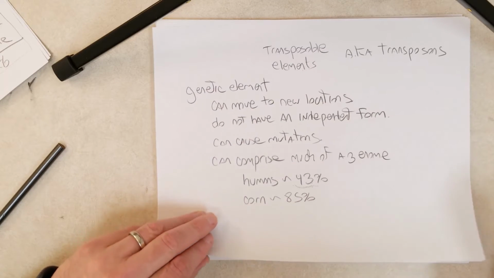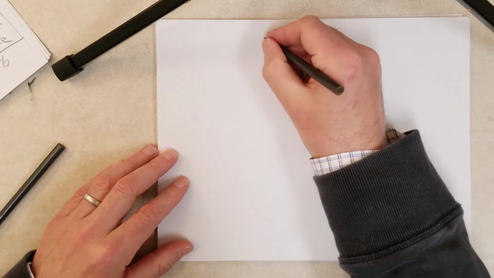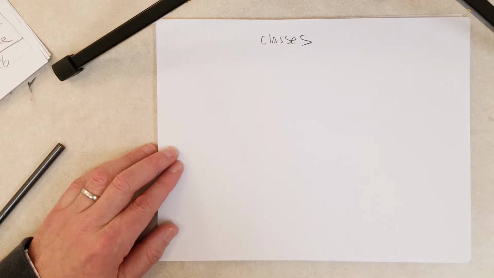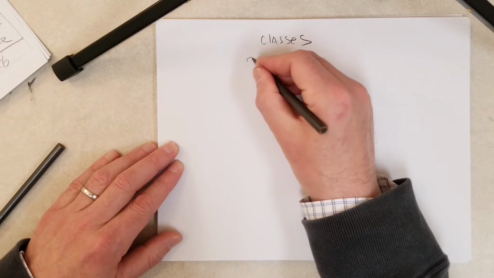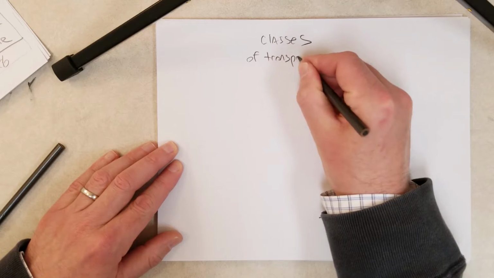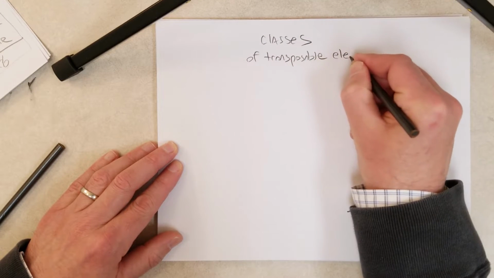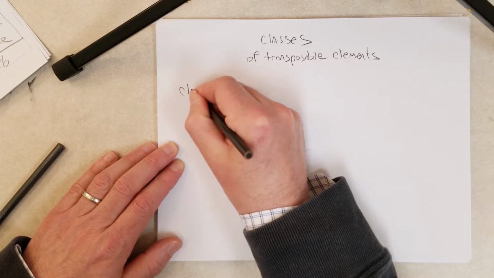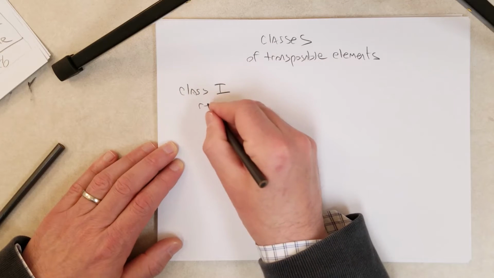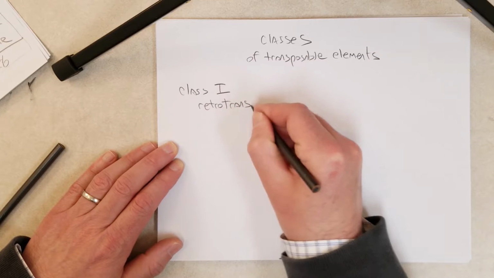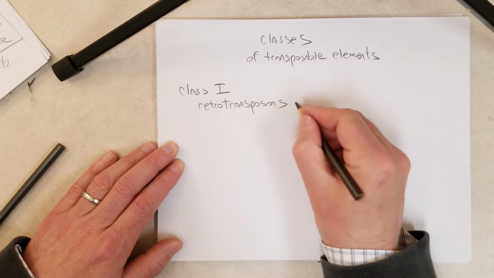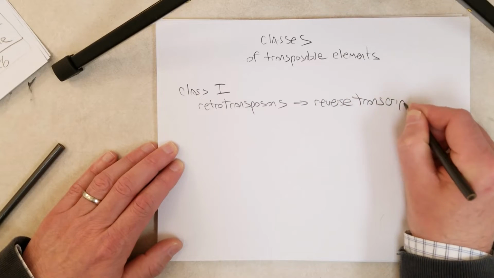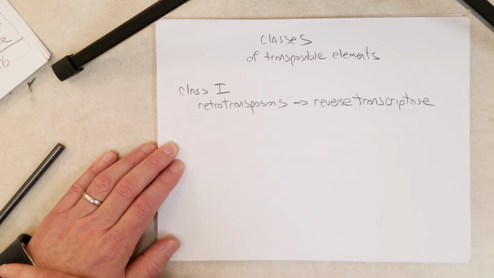Transposable elements can be divided into a couple of different classes. In this introductory course, we can't cover all of the different classes, but we will take a look at one subclass of one class. Let's say class 1. These are the retrotransposons. These elements require a reverse transcriptase to move to a new location in a genome.